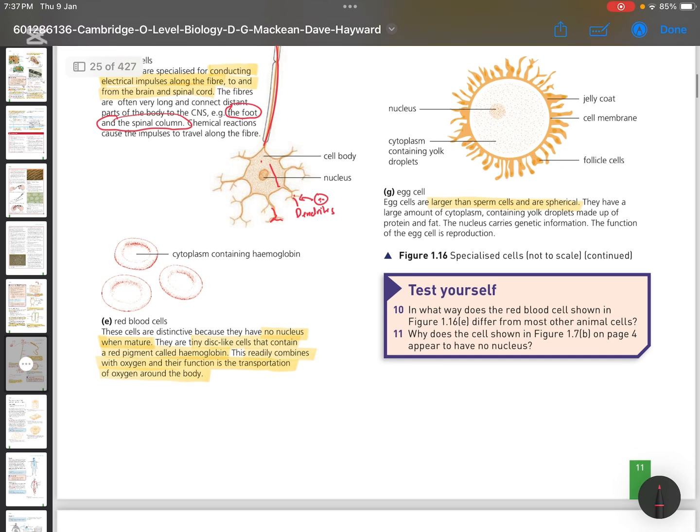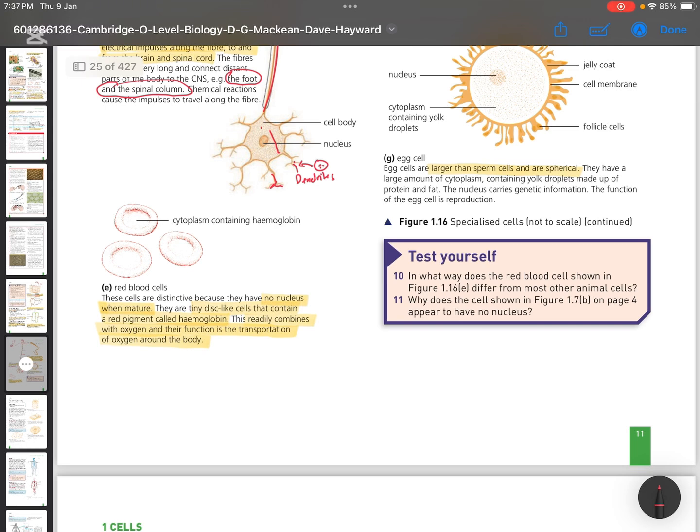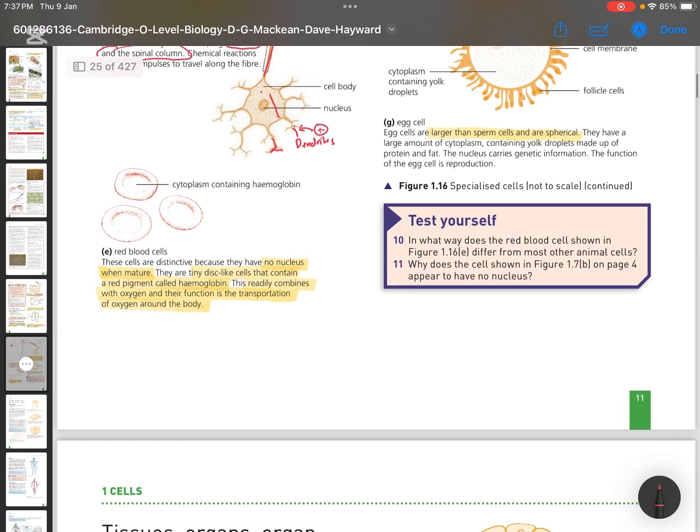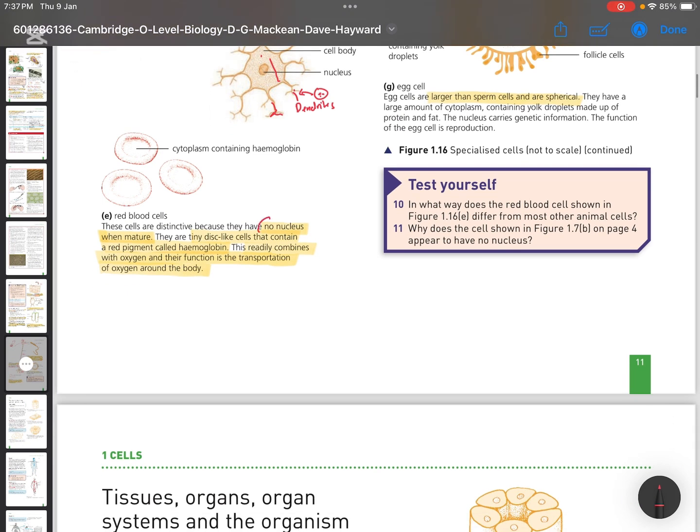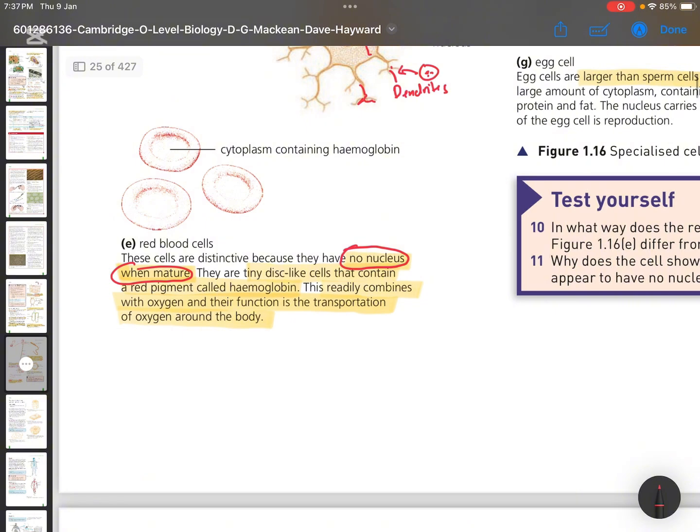Now moving on, a very important thing, you all will learn this throughout your A level, O level. RBCs are present within your blood, and they have no nucleus. One very special thing about these RBCs is that they don't have any nucleus when they are mature, whereas during the process of maturation they do have a nucleus, but by the end of it they lose their nucleus.